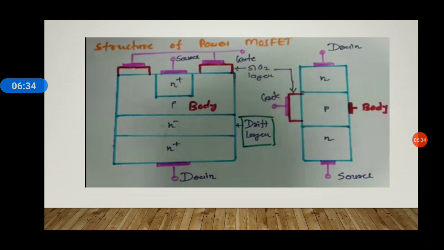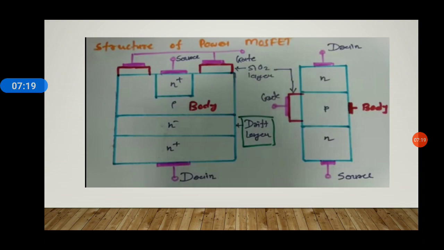Here we are talking of the structure of an N-channel power MOSFET. The gate is connected to the P-type body, whereas the source and drain are connected to the N plus or highly doped N-type semiconductor. The gate is insulated from the P-type through a silicon dioxide layer, as mentioned previously, which has a thickness of about say 1000 Angstrom, which is very less.